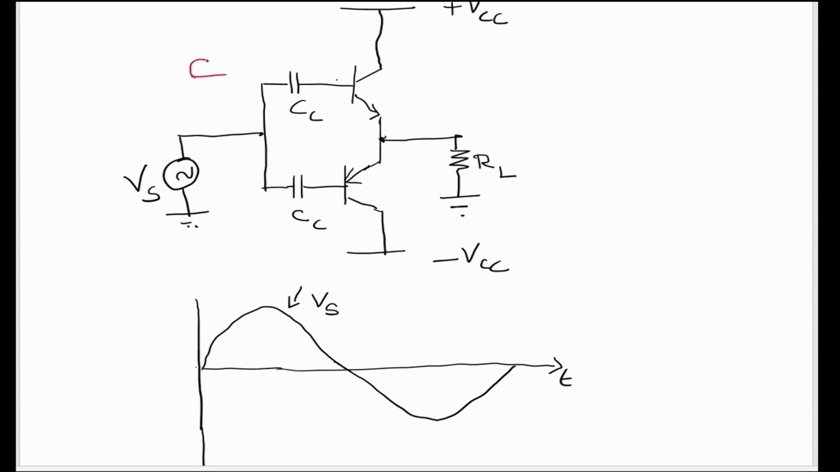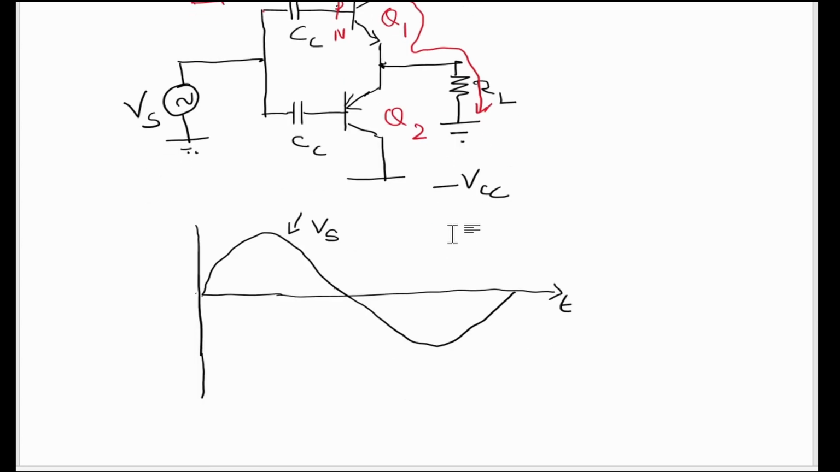During the positive half cycle of the signal, this point is positive. Since this is NPN transistor, when the base is positive, this transistor will conduct. This is transistor Q1, this is transistor Q2. So during the positive half cycle, Q1 will amplify and the current will flow in this direction. So the output voltage will be like this.